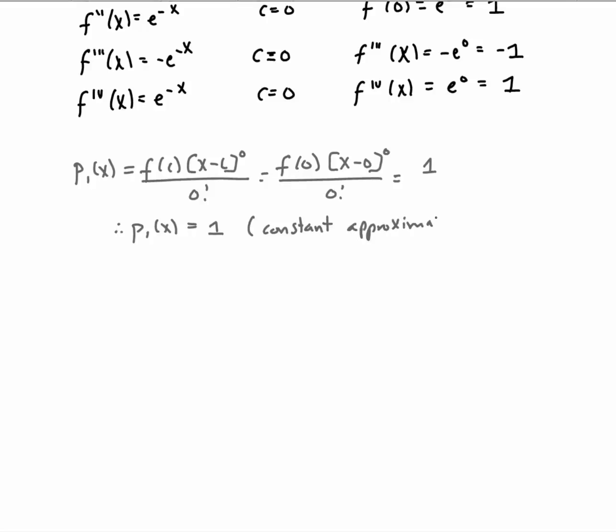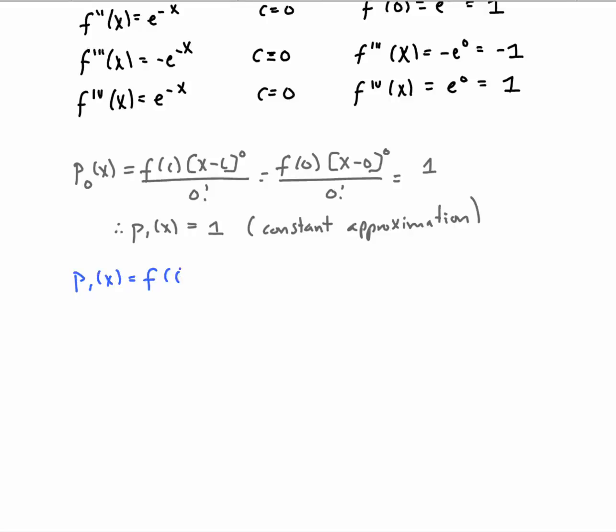It does create a straight line as well, but we'll call this the constant approximation. And so this would be P0 of x, because my highest power is 0. So let's get my notation straight here. Okay, my next one would be P1 of x. There's my linear.